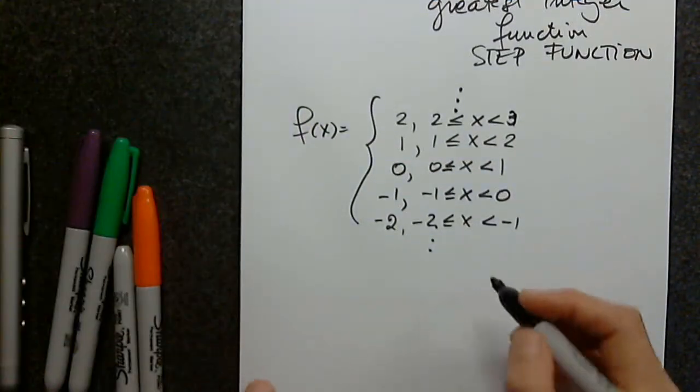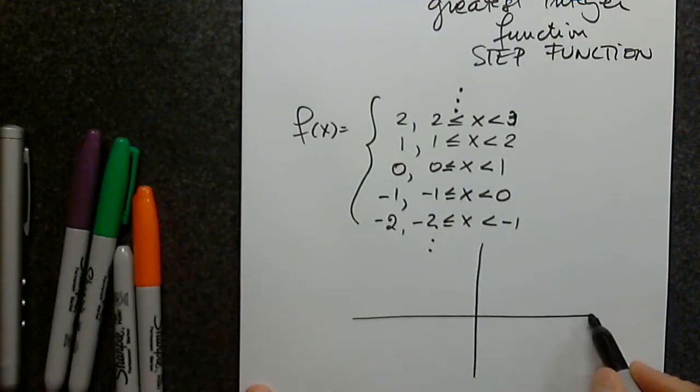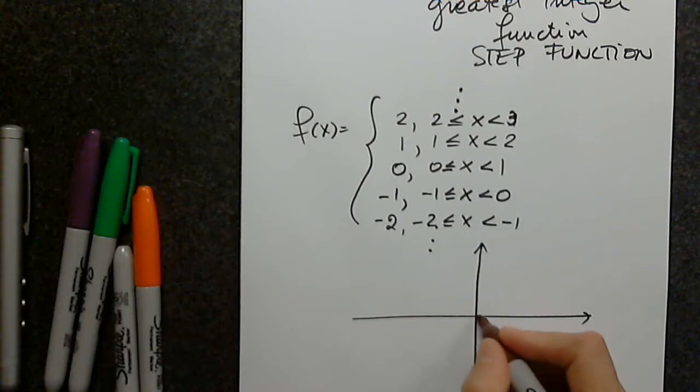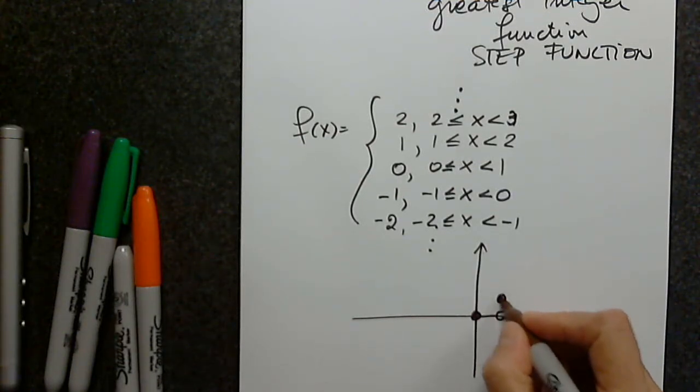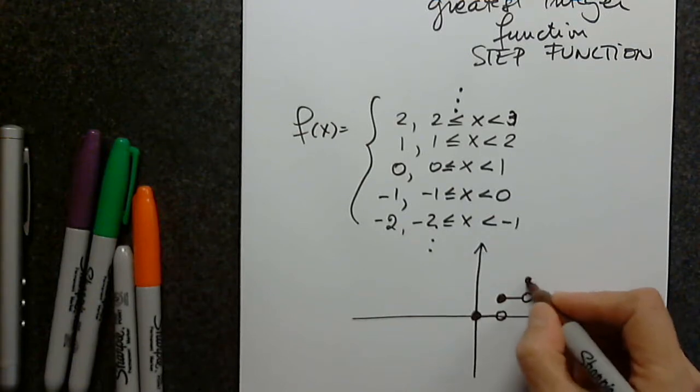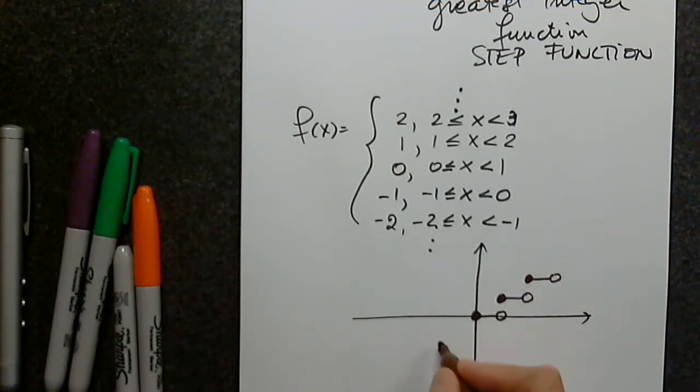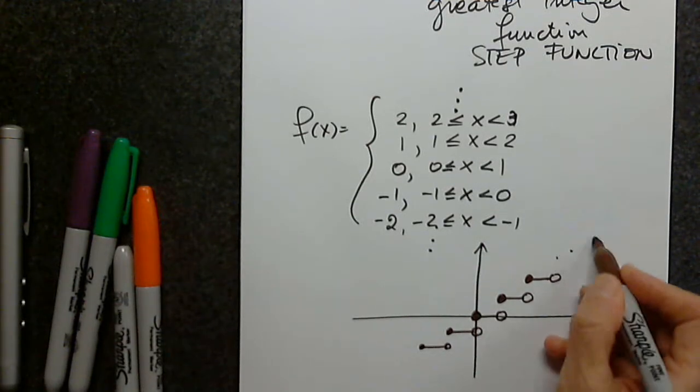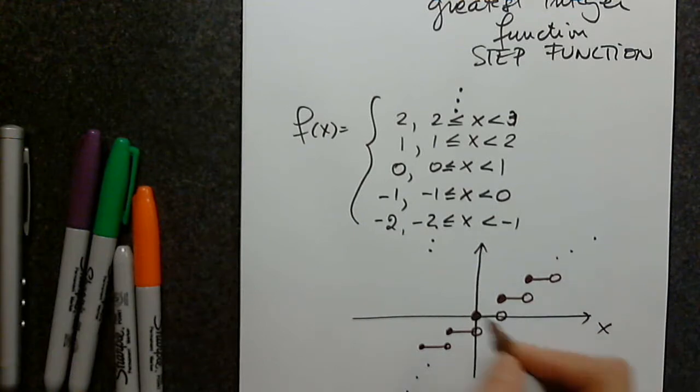Okay, here's the graph of the step function. Full point, open. Full point, open. Full point, open, full point, open, full point, open. Three dots, three dots. Greatest integer function.